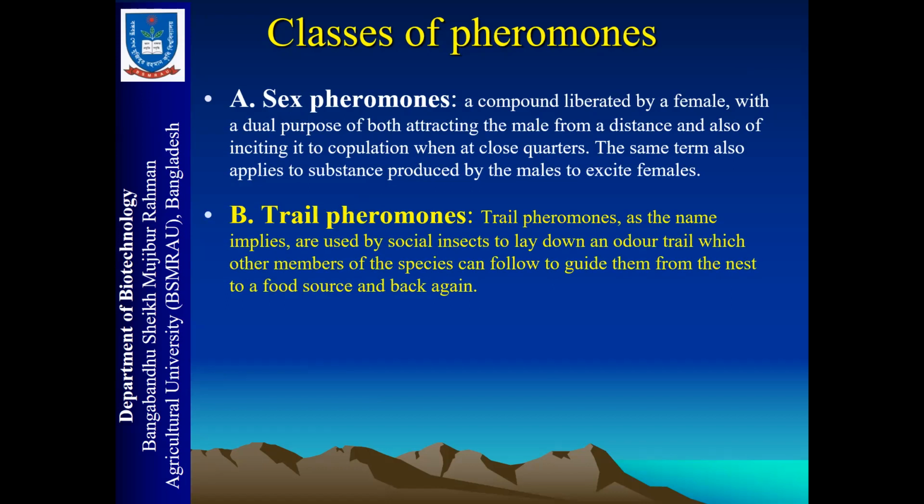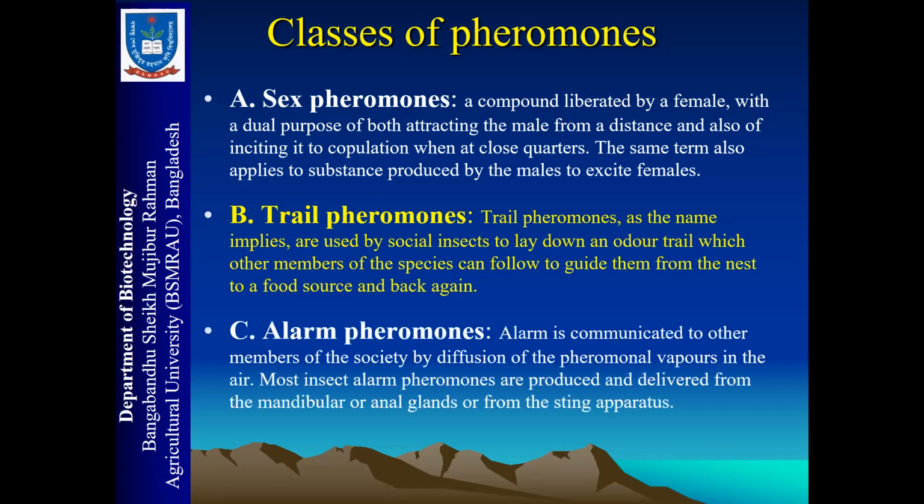Trail pheromones, as the name implies, are used by social insects to lay down an odor trail, which other members of the species can follow to guide them from the nest to a food source and back again. Especially ants use the trail pheromone, and you can see it around you. Alarm pheromones are a chemical alarm. The alarm is communicated to other members of the society by diffusion of pheromonal vapors in the air. Most insect alarm pheromones are produced and delivered from the mandibular or anal glands or from the sting apparatus. I am not sure you have experienced the biting or stinging of a wasp or honeybee. They have such alarm pheromones.